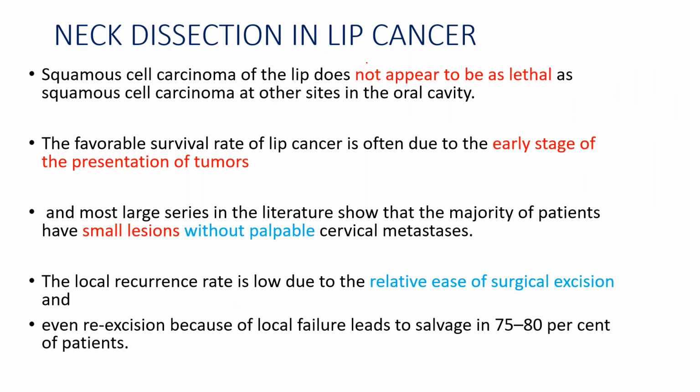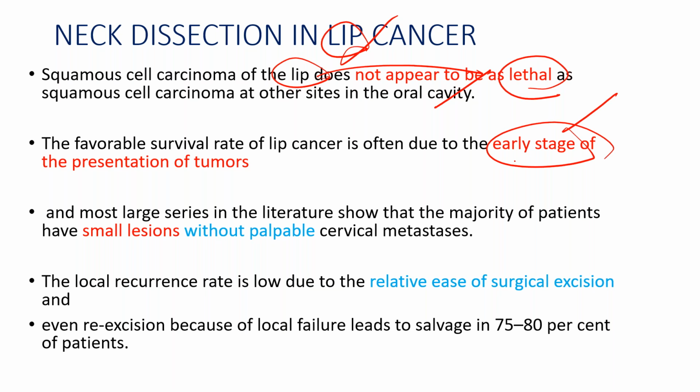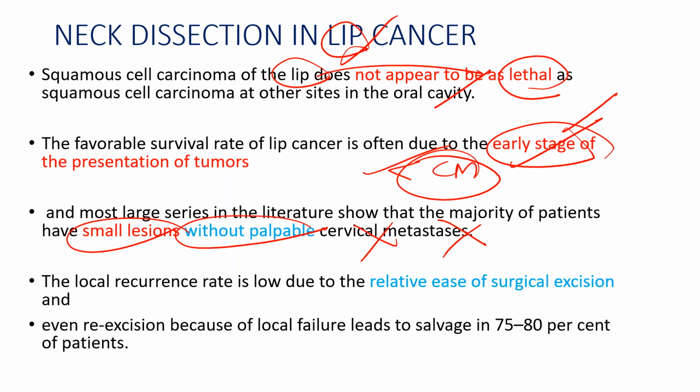So what about the neck in lip cancer? Squamous cell carcinoma of the lip is not as lethal, not very dangerous as other sites of the oral cavity. Why? Because they present early. Lip cancer presents early, with lesser cervical metastasis. Very small lesions without palpable cervical metastasis. Cervical metastasis is not very much there.